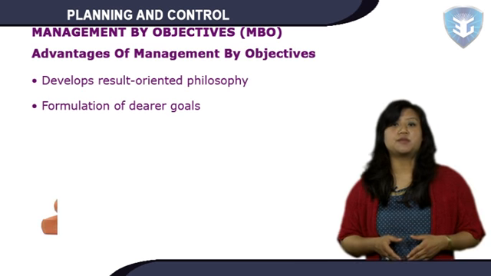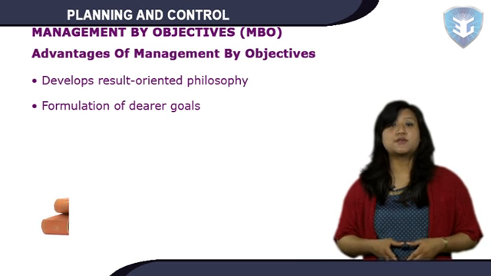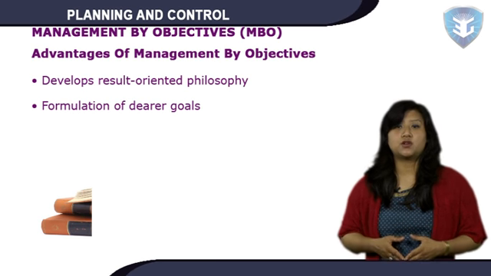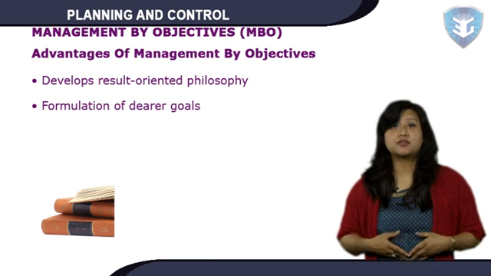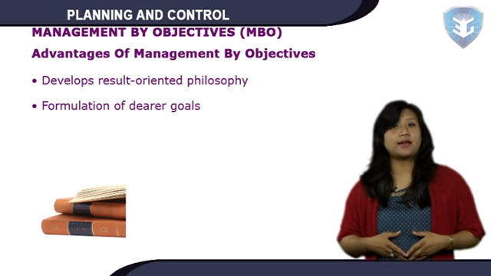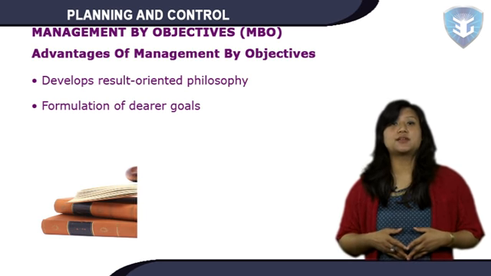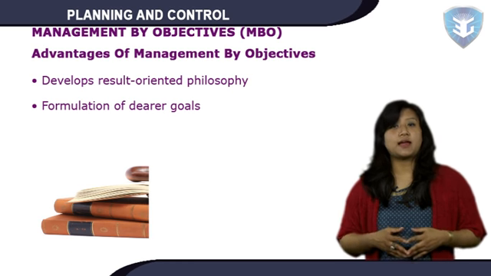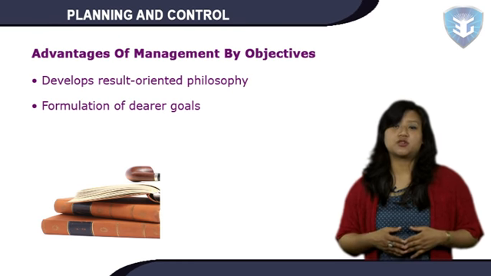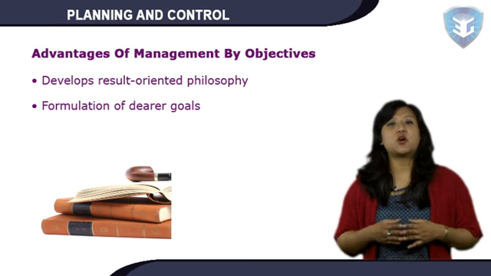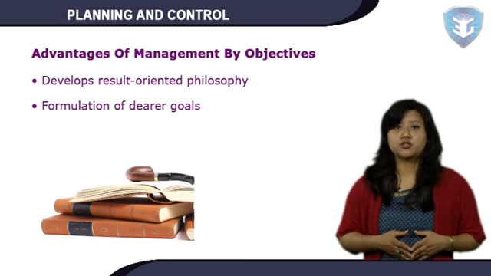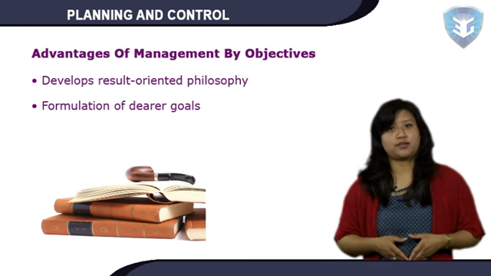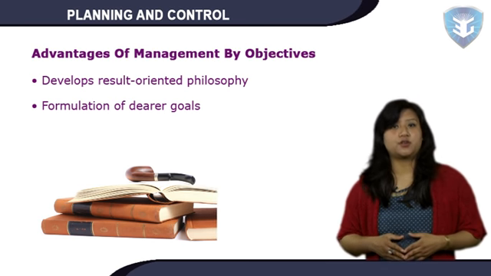Advantages of management by objectives. Develops result-oriented philosophy. MBO is a result-oriented philosophy. It does not favor management by crisis. Managers are expected to develop specific individual and group goals, develop appropriate action plans, properly allocate resources, and establish control standards. It provides opportunities and motivation to staff to develop and make positive contribution in achieving the goals of an organization.